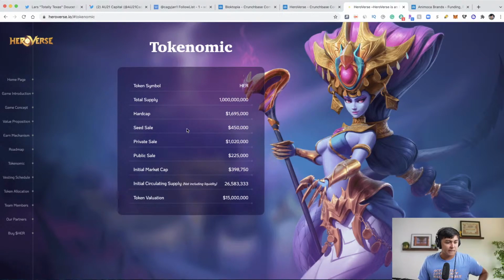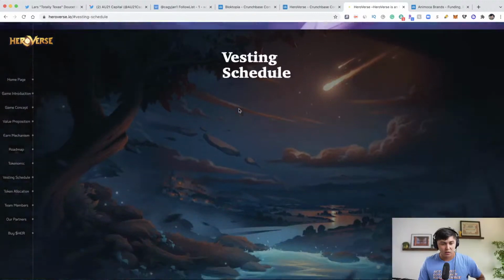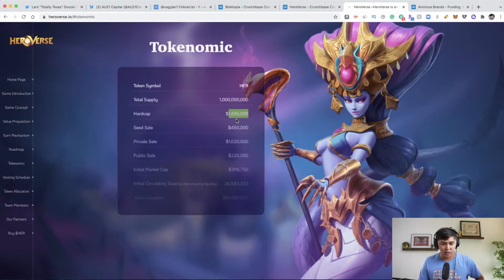Tokenomics. Let's see here. Token symbol is HER. Total supply is 1 billion. Let's see if they're going to burn any of that. Hard cap is 1.695. Oh, sorry. This is more of the tokenomics here. So hard cap, not familiar with that term.